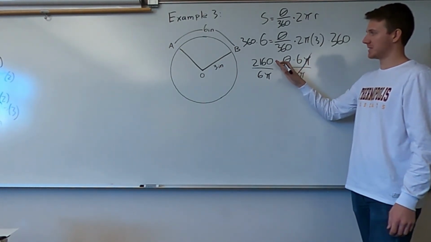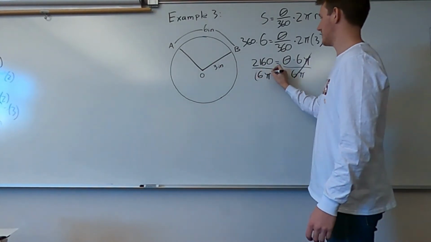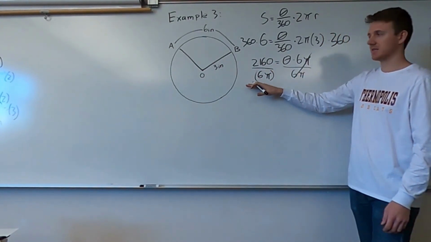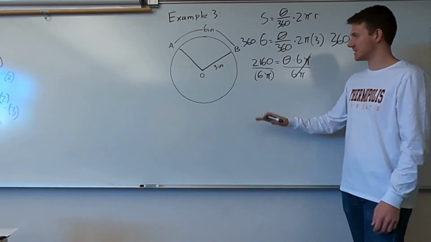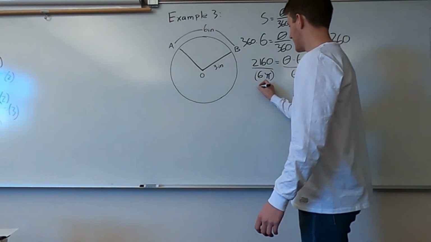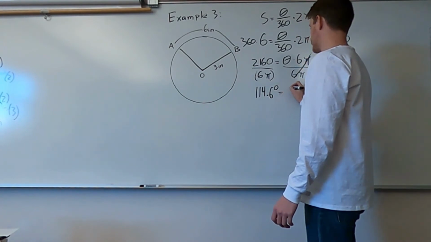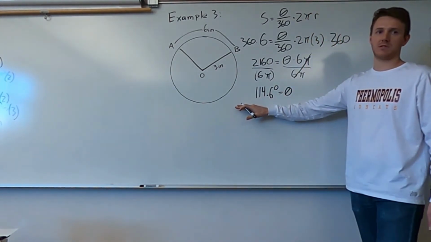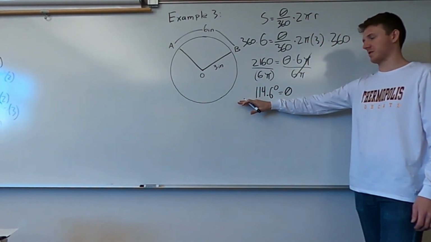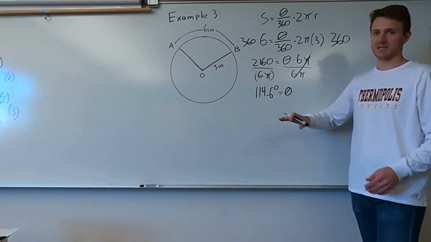And one thing, if we plug this into the calculator, make sure that we put the 6 pi in parentheses, so it'll follow order of operations. And when we do this, we get 114.6 degrees is equal to theta. So our central angle is 114.6 degrees.